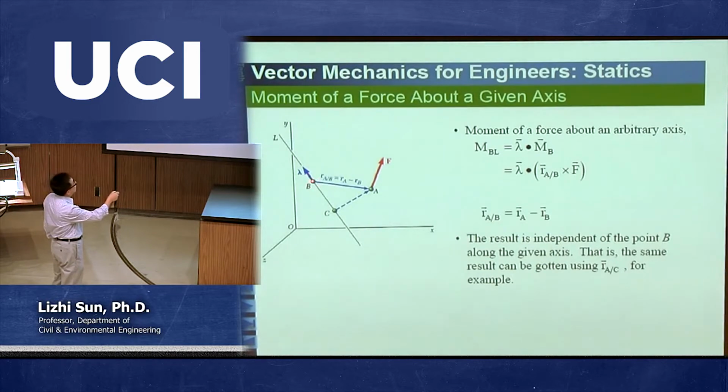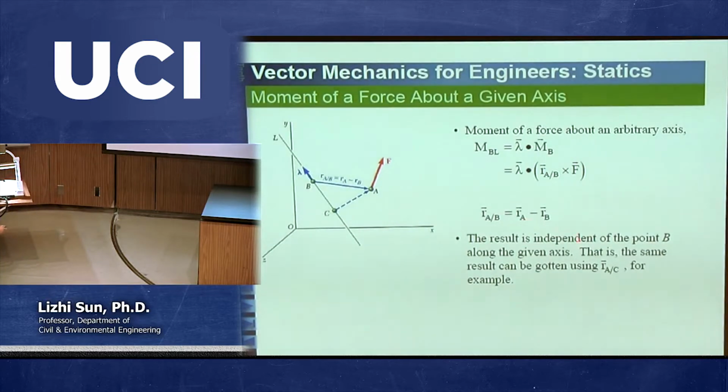By choosing point B, what is the second type of moment of this force about this given axis? Again, you first need to find the lambda, which is a unit vector along this line. That's pretty easy to find, as long as you find two points, and then dot with the moment of this force about point B. That means from B to A, that's the distance vector. So A minus B, and then cross this force F.